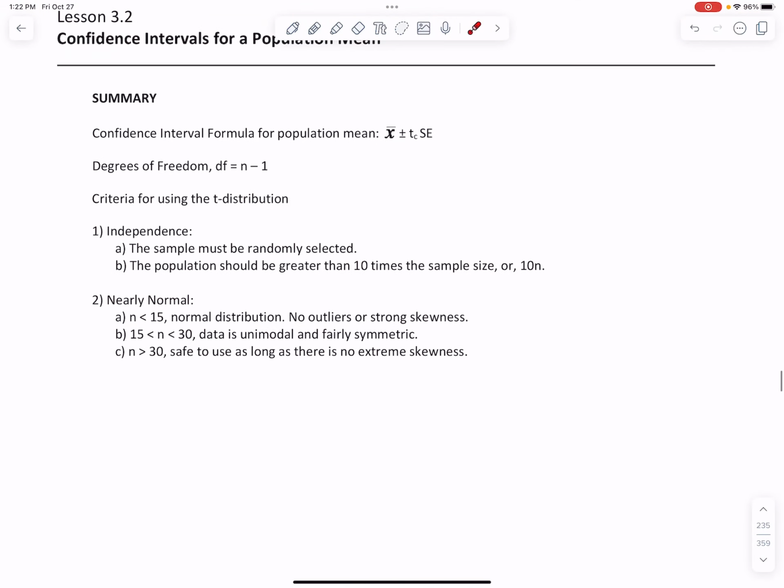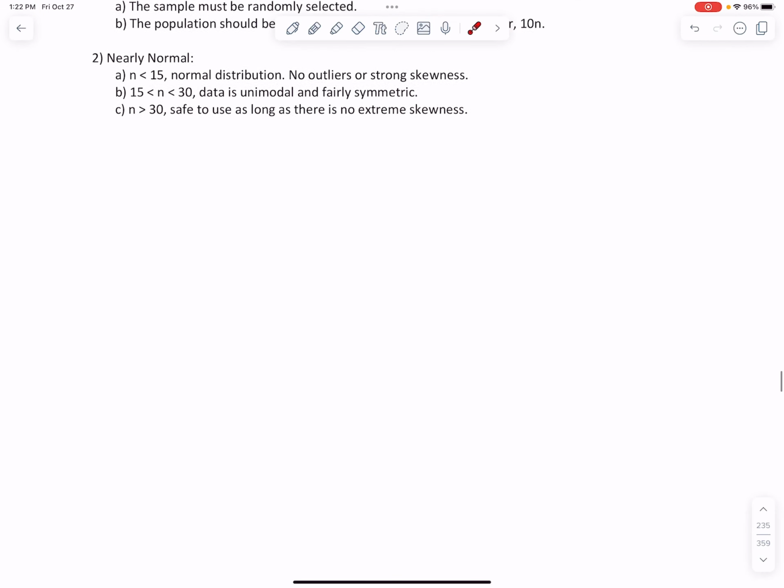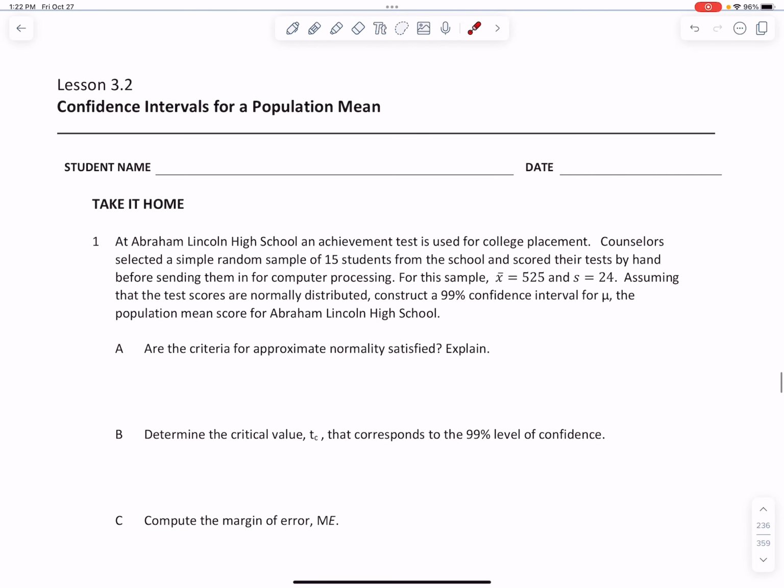Please make sure you take the time to look at the summary and also take the time to do the homework and practice. And if you have any questions, please feel free to reach out.